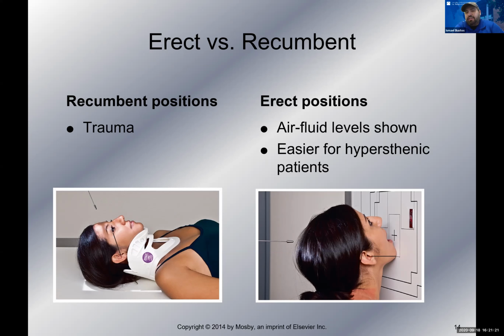All right, again, erect position. Make sure that you understand that we do erect positions in order to show any air fluid levels whenever there's been severe trauma to the skull. The other thing is that it's easier for hypersthenic patients. A lot of times you get a big hypersthenic patient, you try to lay them on the table. If you have to do something with them prone, what's going to happen when you try to get their head up against the image receptor? Their body is going to prevent the head from getting close enough to the image receptor. So you're going to have this big space between the table and the head.